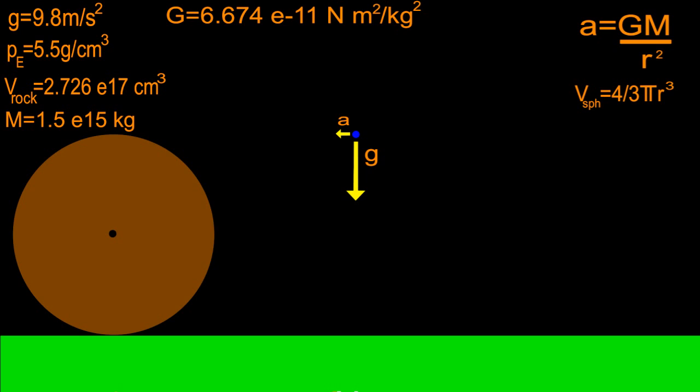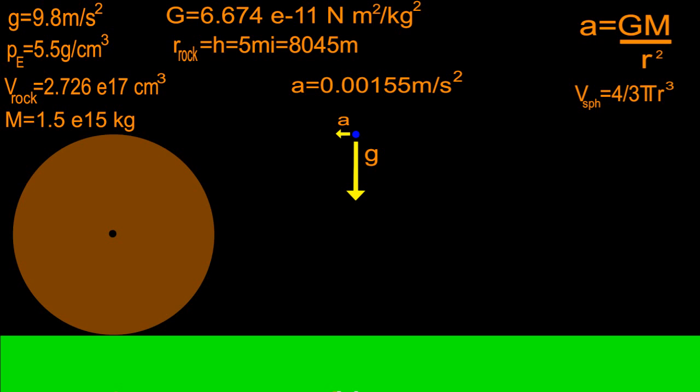Now to figure out the acceleration that the rock will pose on the marble, we need a distance or radius. So let's say that the rock is dropped from 5 miles in the air and at a distance of 5 miles from the center of that rock. We use our known mass and now known radius with the gravitational law constant to determine the acceleration of that marble, which is approximately 0.00155 meters per second squared.